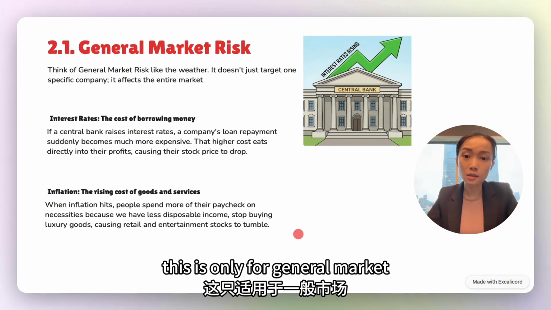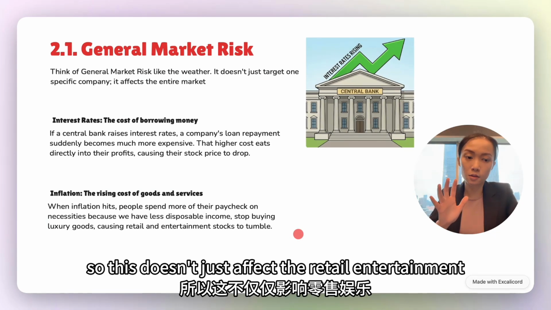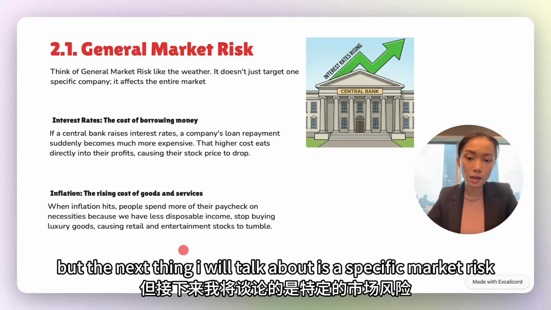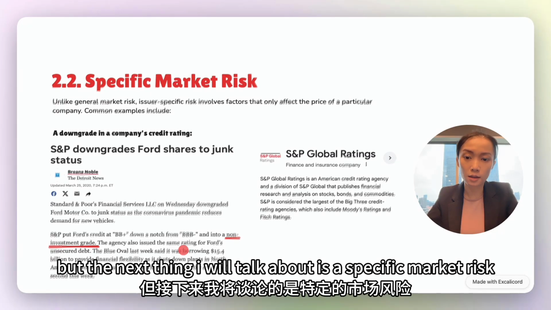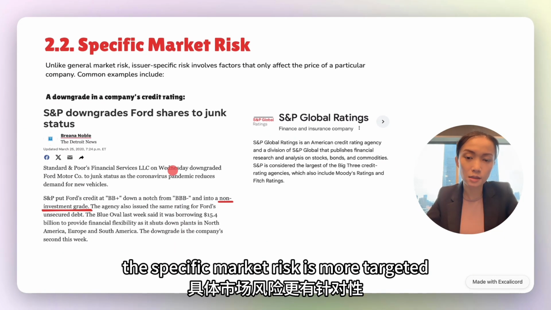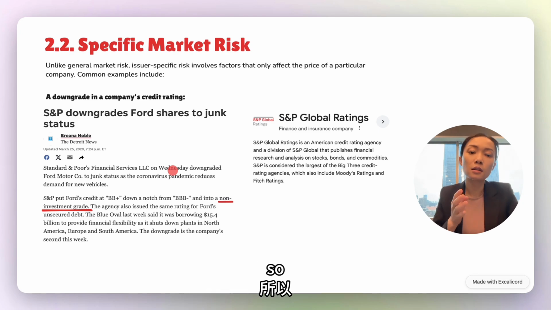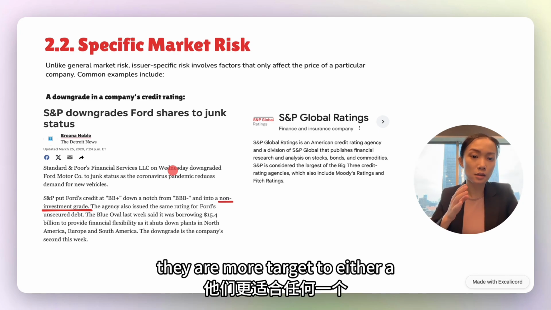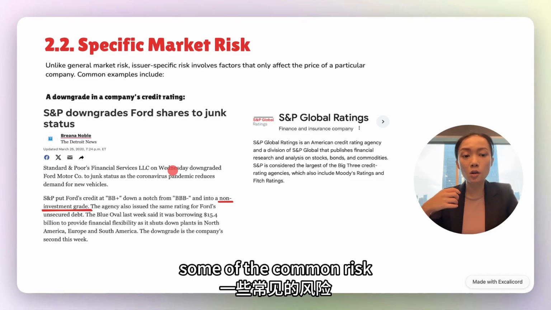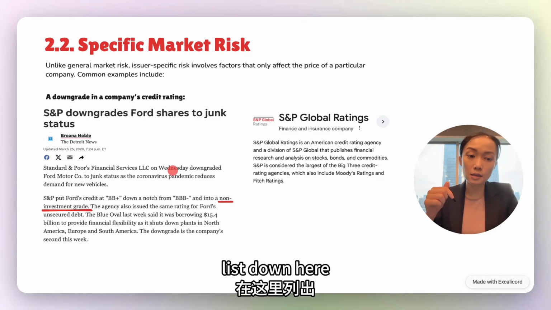Now, this is only for general market. So this doesn't just affect retail and entertainment, it can affect all types of investments on the market. But the next thing I will talk about is specific market risk. Now, specific market risk is more targeted. They are targeted at either a specific industry or a company. So here are some of the common risks listed.